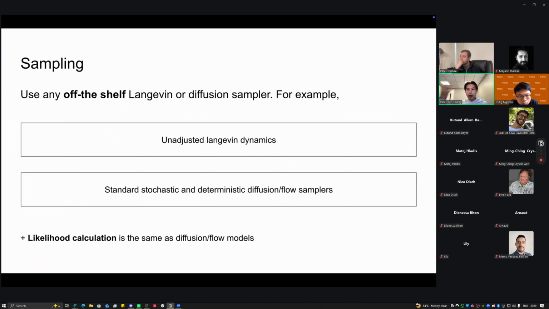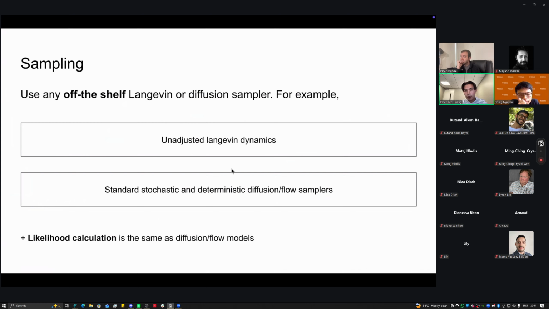Now that you have a trained model using flux matching, how do you sample data from it? The cool part is you can use any off-the-shelf Langevin or diffusion sampler, like the typical samplers you use for diffusion models or flow matching models. For example, if we only learned a single vector field at or near the data distribution, we can use unadjusted Langevin dynamics to sample from our F theta, where we replace the score function in Langevin dynamics with our learned F theta.